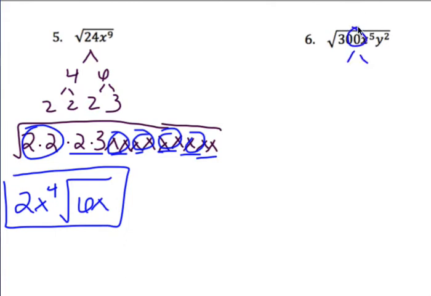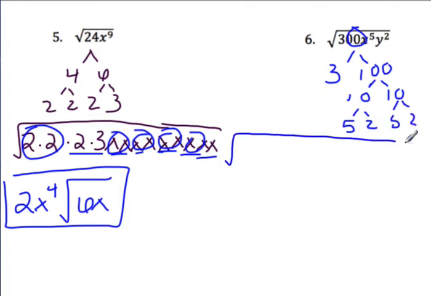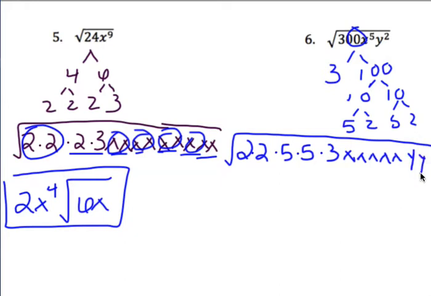Well, whenever I see something ending in 2 zeros, I know it's divisible by 100. So I'm going to do 3 and 100. 100 breaks down to 10 and 10. 10 breaks down to 5 and 2, and 5 and 2. So now I'm going to go ahead and write everything for underneath my radical. Well, I have two 2's, two 5's, and 1 3. Then I'm going to write out 5 x's and 2 y's.